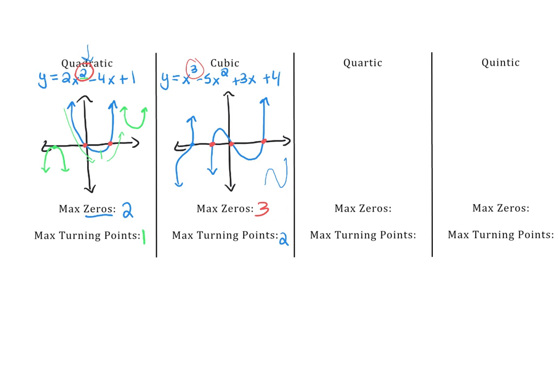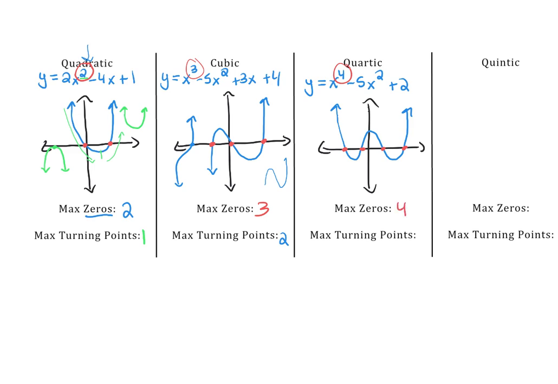All right, let's do a quartic. So y equals x to the 4th minus 5x squared plus 2. So this graph would look like this. It's going to go down, it's going to go up, it's going to go down, it's going to go up. And this example is actually symmetric about the y-axis. They're not all perfectly symmetric like that. But this one will have a maximum of 4 zeros. You can have less, you just can't have more.